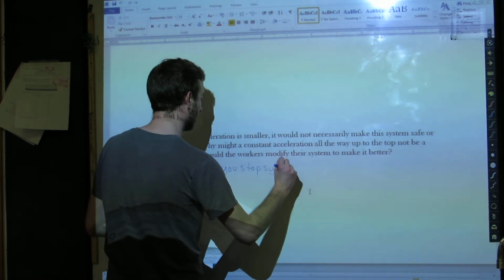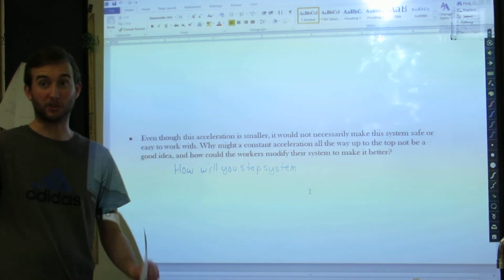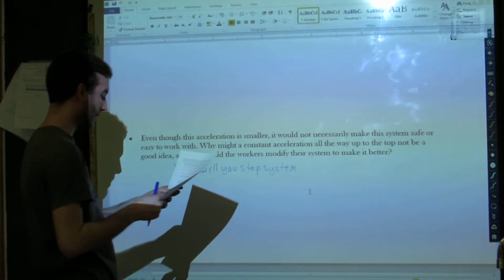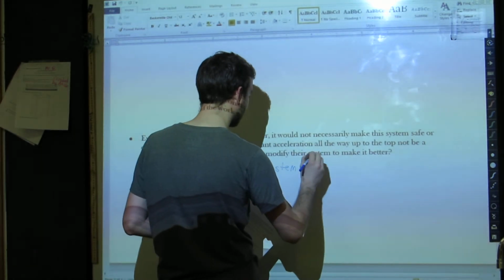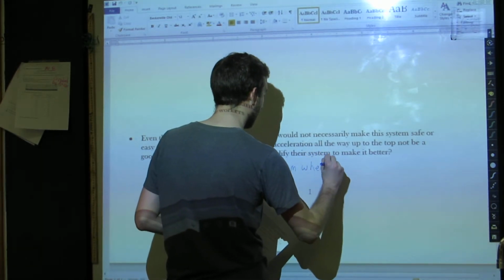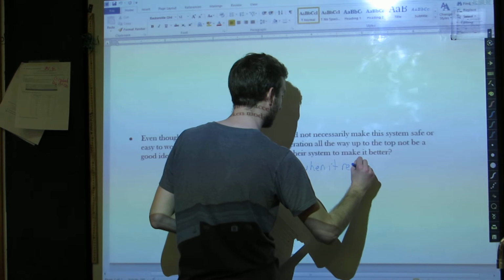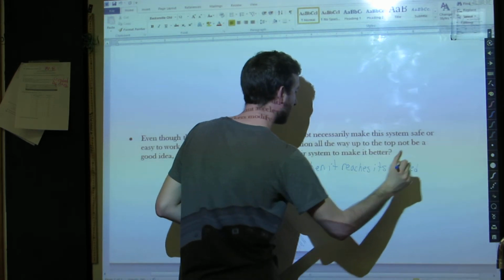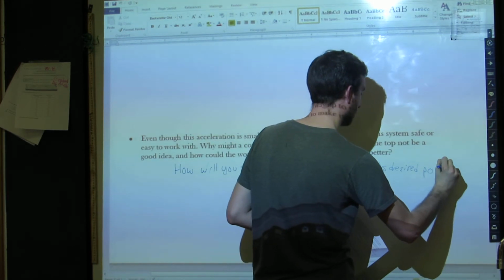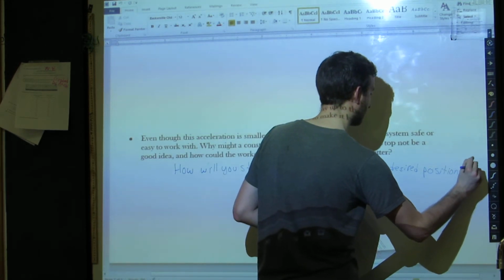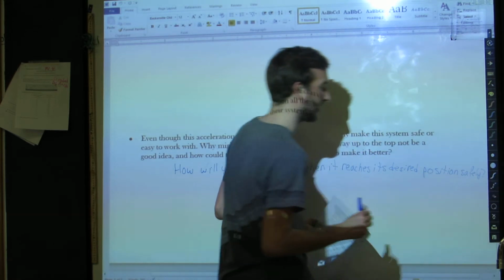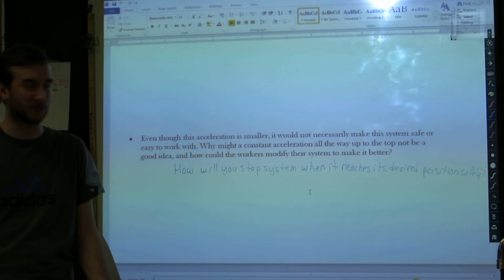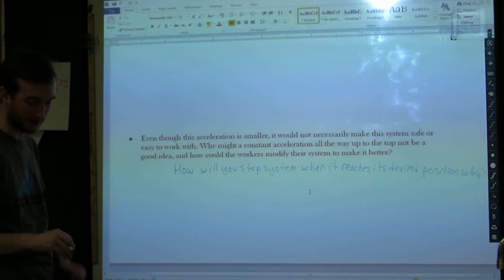How will you stop the system? How will you stop either the supplies getting to the top where you need them, or the giant mass crashing down to the ground? How are you going to stop the system when it reaches its desired position safely? Okay? Your construction crew, you want to make sure no one loses a finger, or worse. All right? How will you stop the system safely?